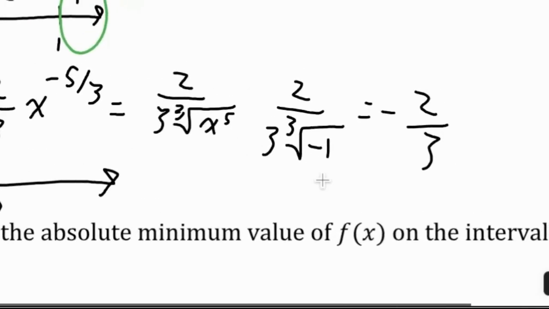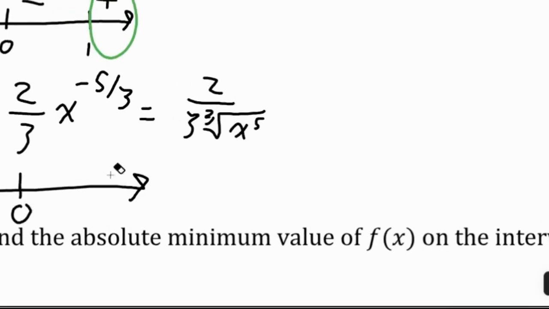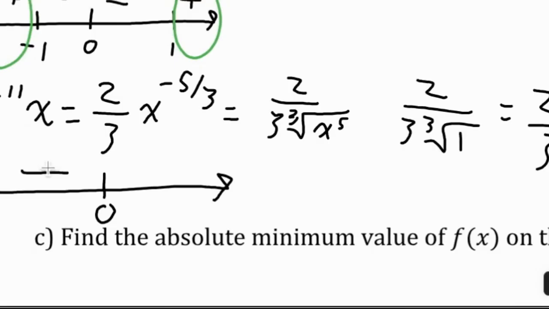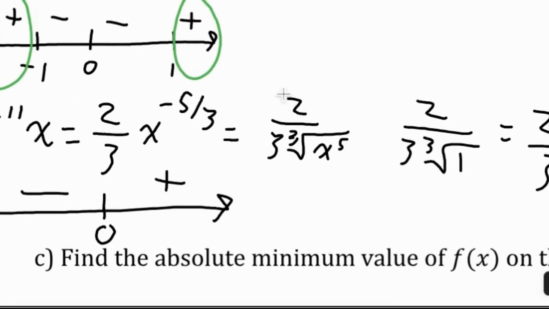So now that we have that, let's go ahead and plug in a positive 1. So that'll give us this interval. So we'll go ahead and do that. 2 over 3 cube root of 1 to the 5th is 1. So that's equal to 2 over 3, which is a positive value. So we know that this is positive.